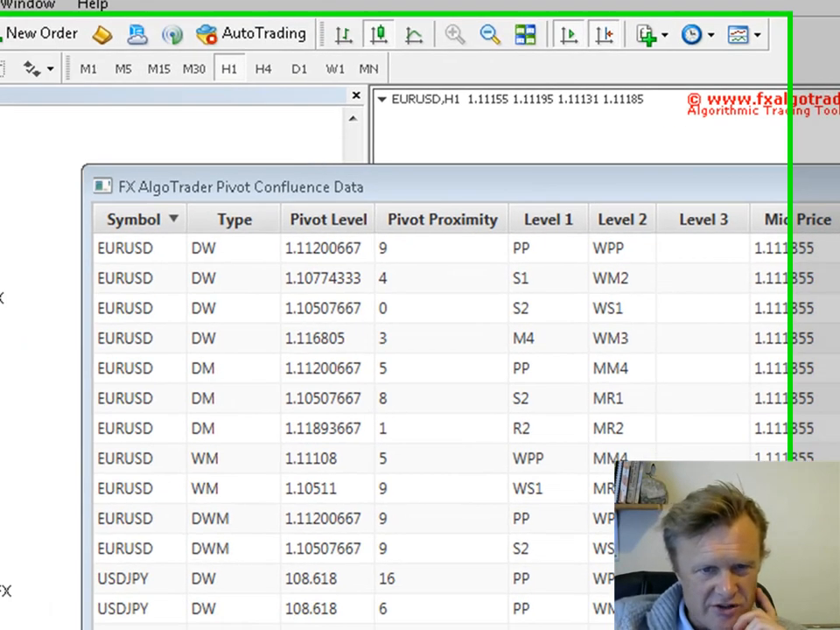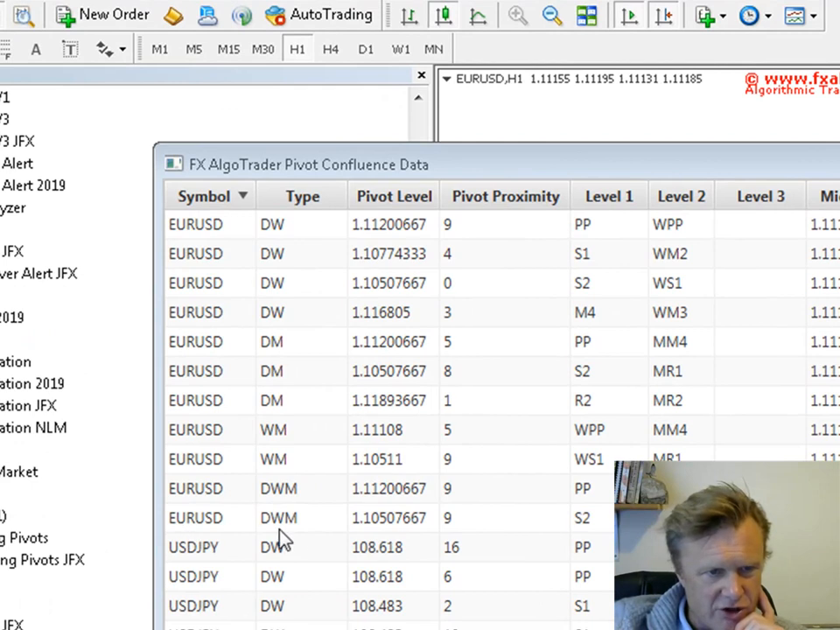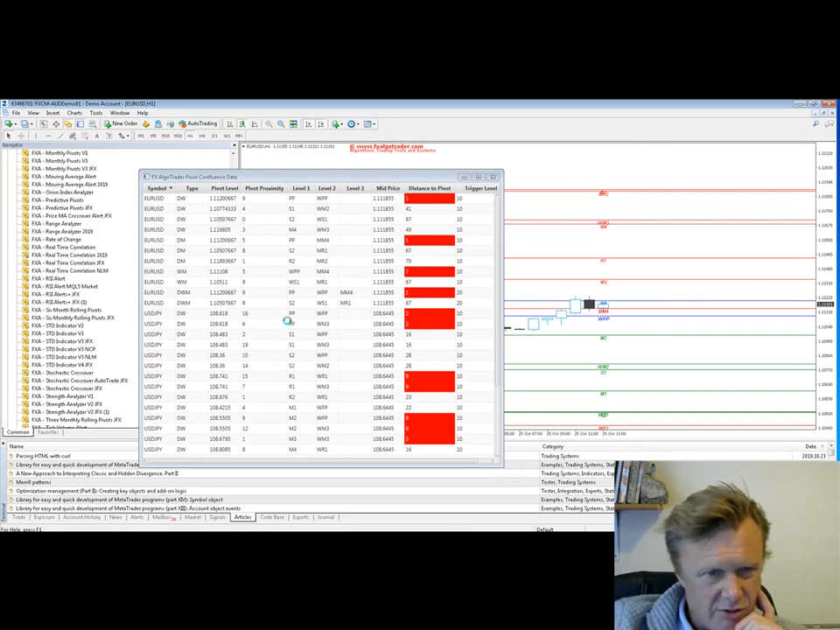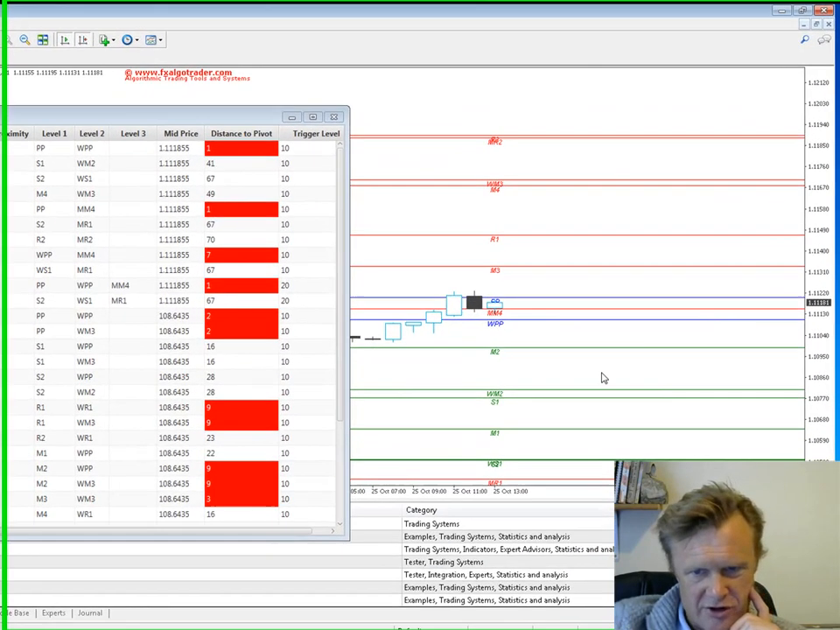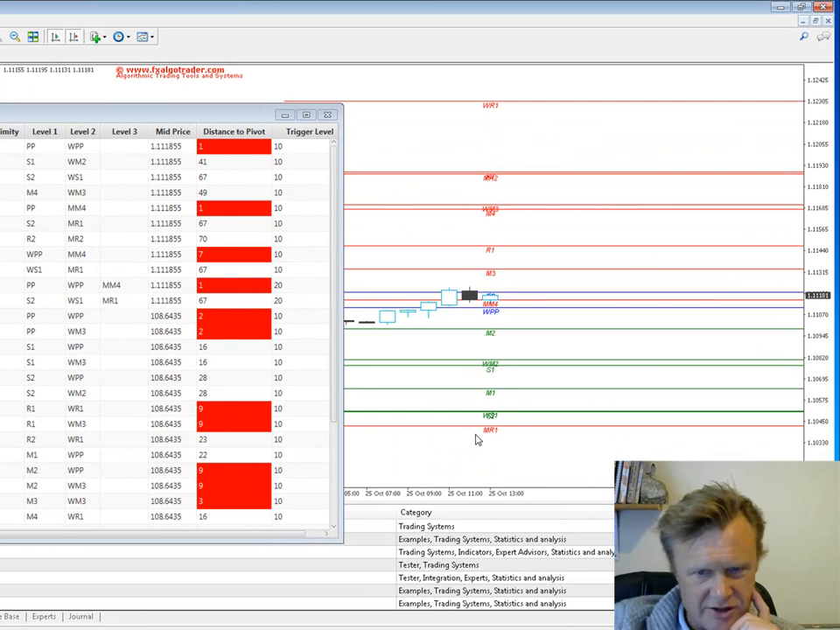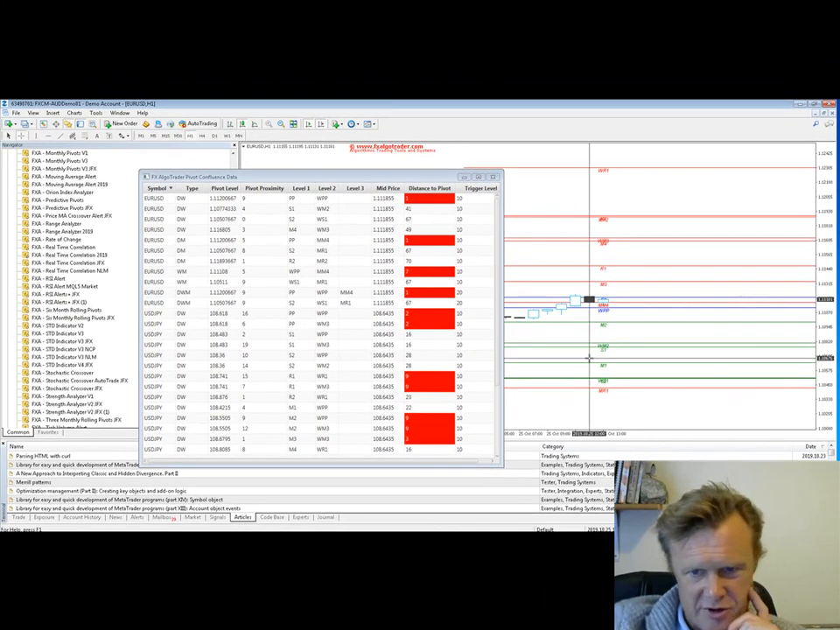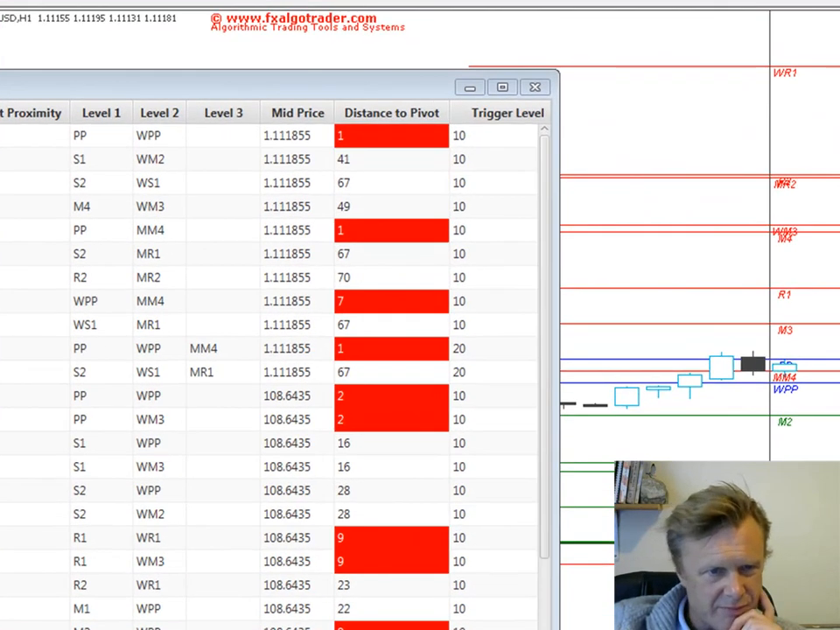And we can see here on the euro dollar we have a confluence level created by 3 pivots, so S2, WS1 and MR1 are within 16 pips of each other. So let's just check that out. So S2, WS1, so let's have a look, that's down here I think, yeah. So it's this level here, and these 3 levels are within 16 pips of each other, and you can see that. That's true. Sorry, 9 pips of each other, yes.